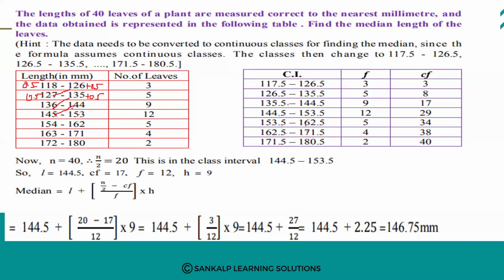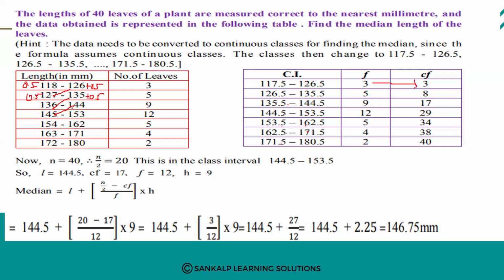Frequency. They have given the number of leaves as the frequency. That is 3, 5, 9, 12, 5, 4, and 2. Now, calculate CF. So, in median, we need to calculate CF. CF is the cumulative frequency.